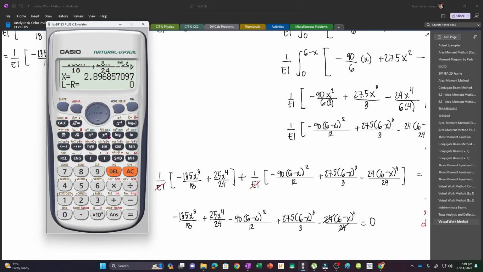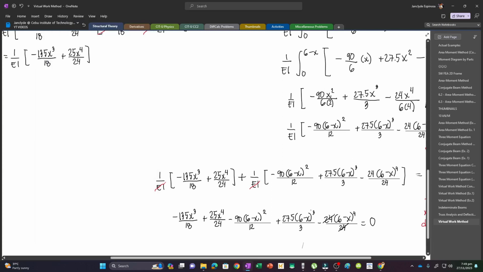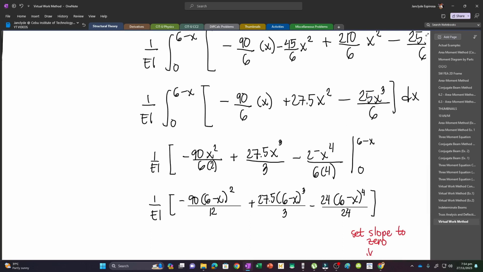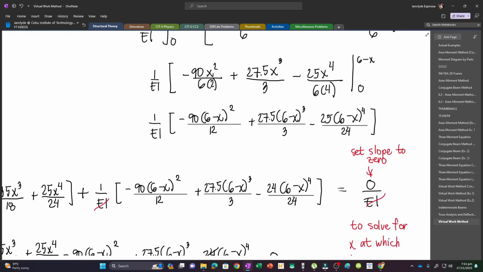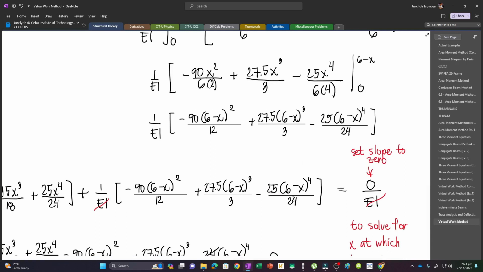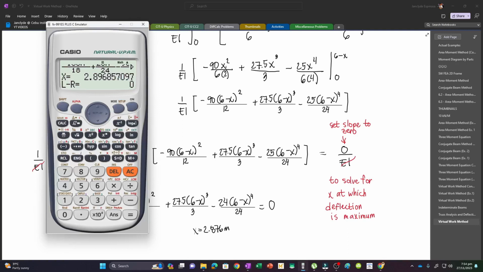Now, medyo merong mali. Kasi dapat yung makukuha natin is x equals 2.876. Now, let's just review our solutions. Ito pala. Yung 24, yung 25 naging 24. So, this will be 25. And so, this will also be 25. So, hindi yun magka-cancel kanina. Sorry. So, this is also 25. Again, let's resolve. This will be minus 25 times 6 minus x to the fourth over 24.